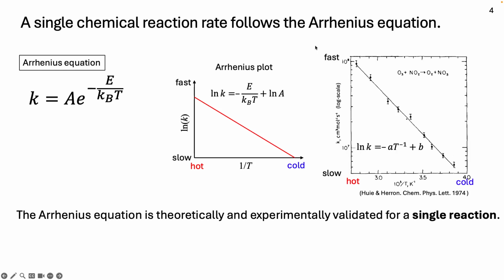And this theory is experimentally validated. For the oxidation reaction, the Arrhenius plot is clearly linear. So the Arrhenius equation is theoretically and experimentally validated for a single reaction. It's a single reaction, but the network level is unknown.